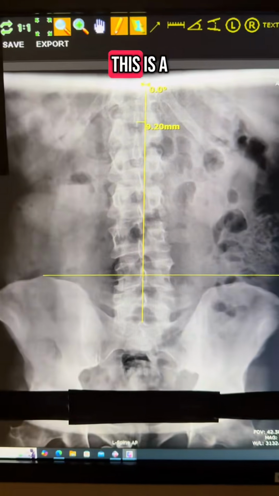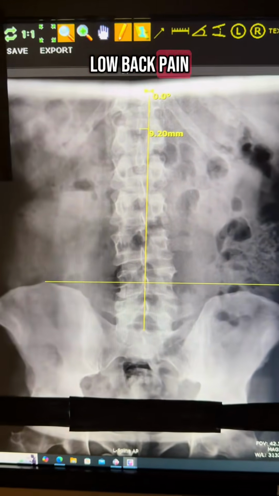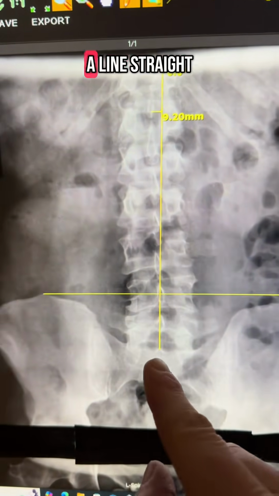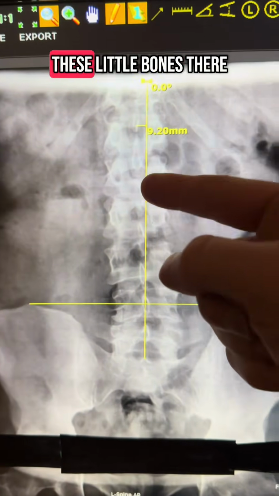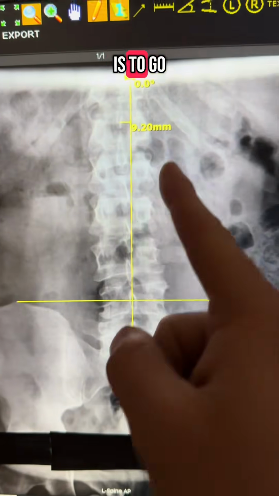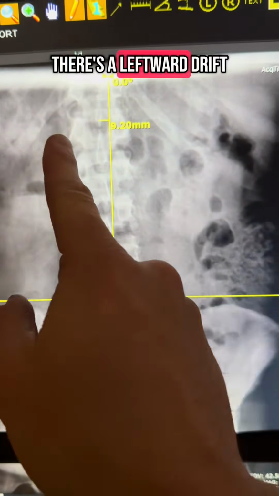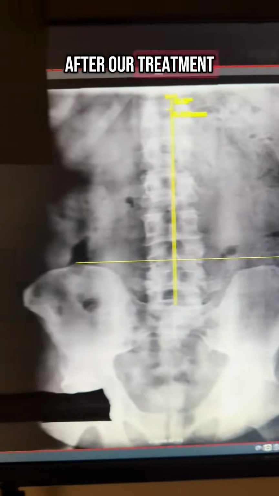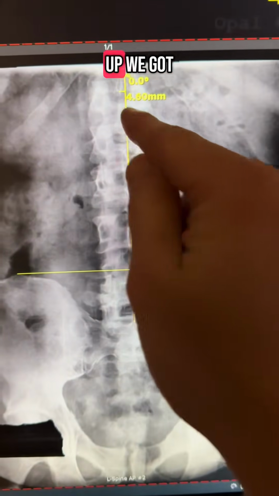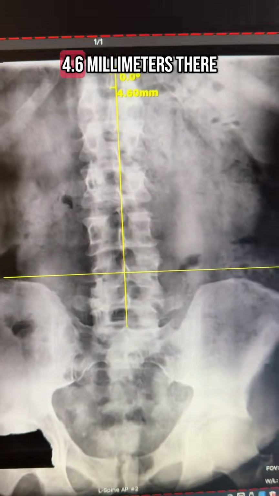All right, second one. This is a mid-30-year-old with generalized low back pain, left-sided. What I did here was I drew a line straight up from the sacral tubercle. What we're looking at is wanting these little bones there, the spinous processes, to go right through the center. You can see there's a leftward drift on the before picture. We measured that to be 9.2 millimeters. After our treatment plan, we did the same thing, drew it straight up. We got a difference to 4.6 millimeters there.